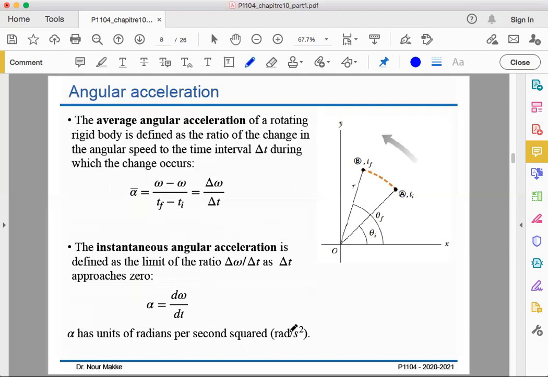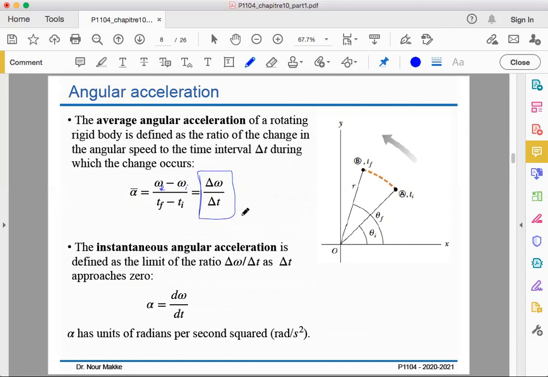And in the same way, we can define the angular acceleration. So let's start with the average angular acceleration, which is defined as the ratio of the change in the angular speed to the time interval delta t during which this change has occurred. And so alpha bar is defined as omega final minus omega initial divided by t final minus t initial. So it's nothing else than the ratio delta omega over delta t.